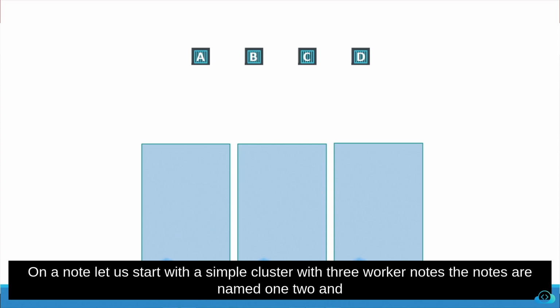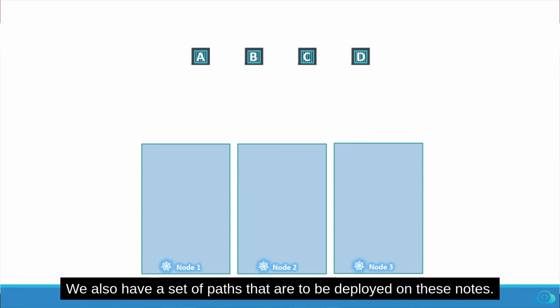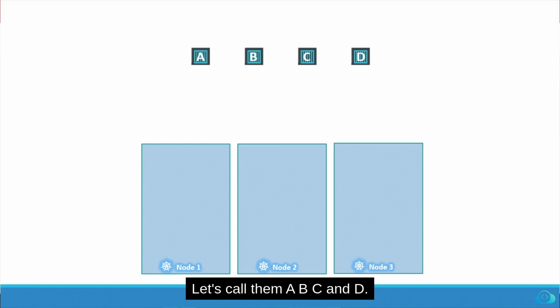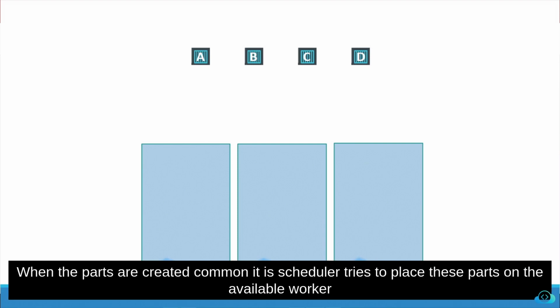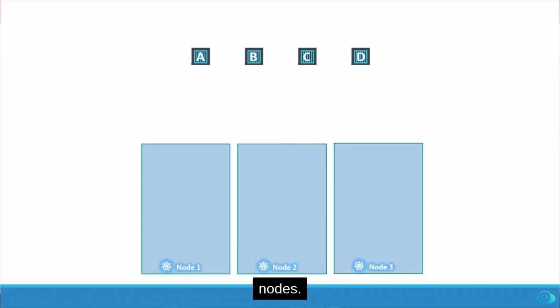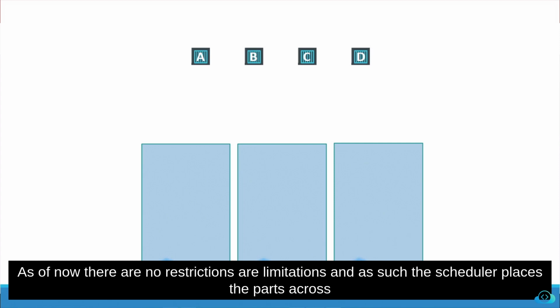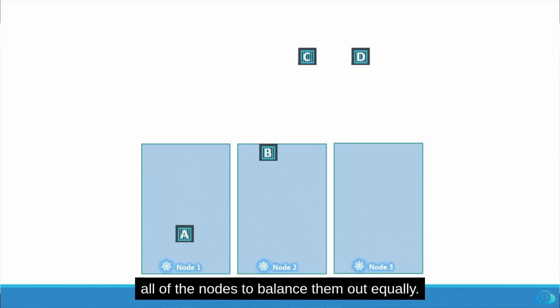Let us start with a simple cluster with 3 worker nodes. The nodes are named 1, 2, and 3. We also have a set of pods that are to be deployed on these nodes. Let's call them A, B, C, and D. When the pods are created, Kubernetes scheduler tries to place these pods on the available worker nodes. As of now, there are no restrictions or limitations, and as such, the scheduler places the pods across all of the nodes to balance them out equally.